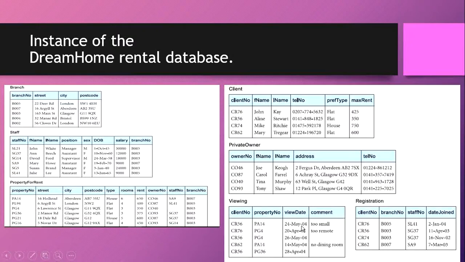The view date can also repeat. Here you can see that we don't have any duplicate value in view date for this instance of the relation. But we know that the view date can have duplicate values. Two clients can view the property on the same date. So we should know the attribute that can uniquely identify the record.